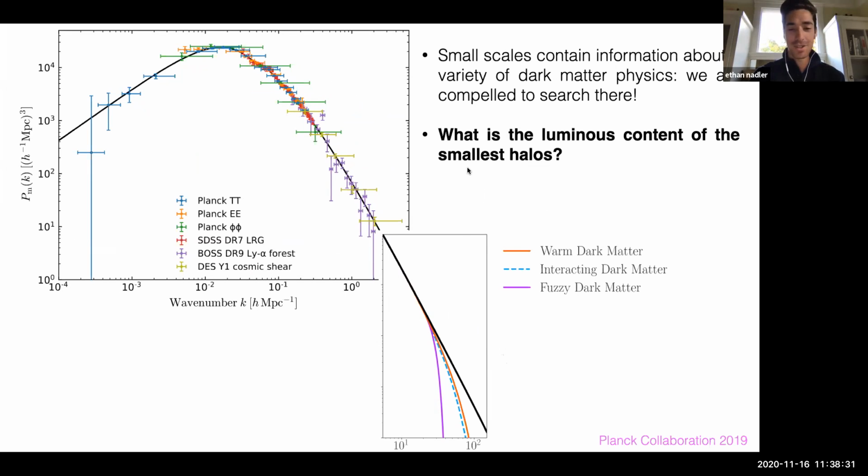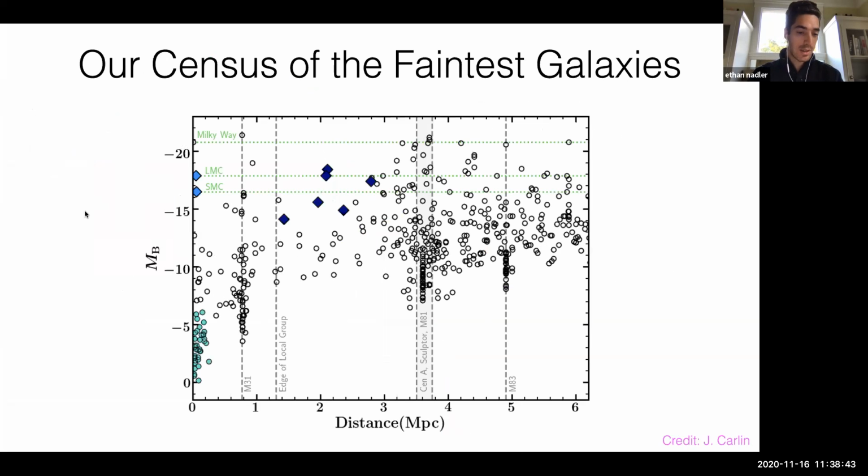And I think a very natural question in this regard, and something that I've been working on a lot, is the question of what is the luminous content of these extremely small dark matter halos that cluster on these length scales. So to this end, we know, of course, there's a really rich body of evidence that suggests that more luminous galaxies live in more massive halos. So of course, turning that around, what we want to do to probe extremely small dark matter halos is to search for extremely faint galaxies.